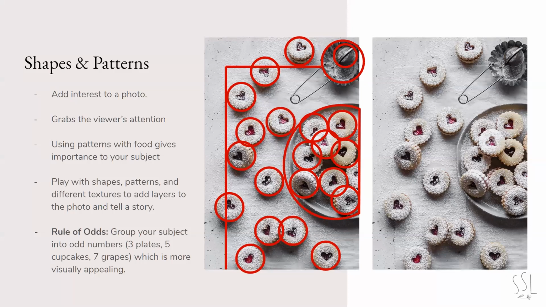And then lastly, I placed the cookies and the other subjects on a rectangular piece of parchment paper, which just adds another interesting geometric element, and it kind of frames the cookies and adds more layers, which we always want to do in food photography. So don't be afraid to use different shapes in the same photo. Just don't go too crazy and have like 4 or 5 different shapes. Just stick to 1 or 2, maybe 3 tops, and try to create unique patterns and shapes wherever you can.